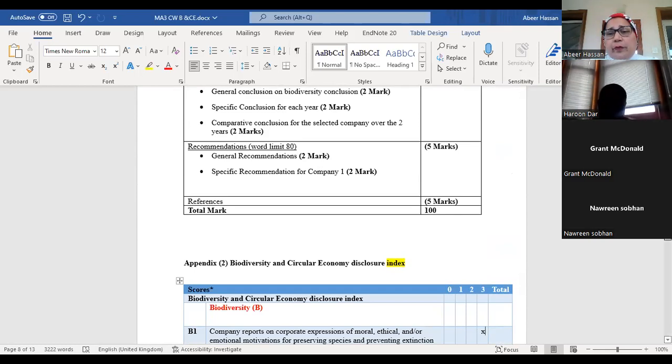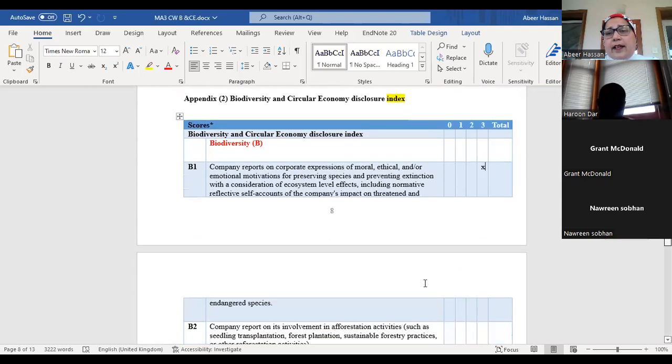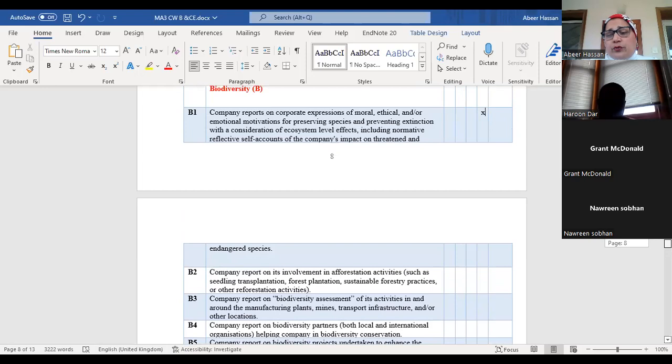By the way, I forgot to mention that I might send you this as an Excel later on. When you go, for example, into Sainsbury or Ford or whatever, and you read a sentence and you scored it 1, I want you to copy this sentence and include it in your report, because I call this sentence a quote. And of course, include the page number and the year.